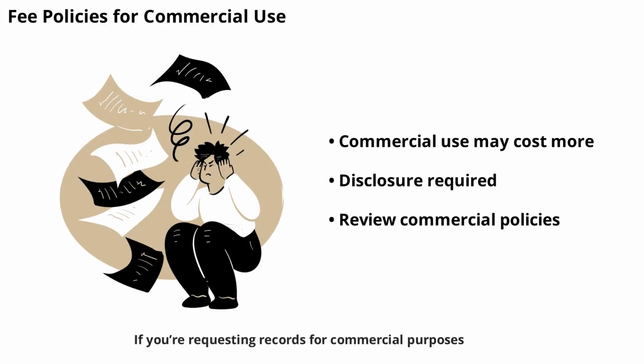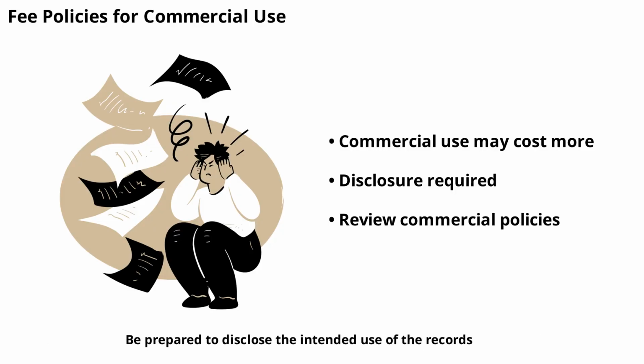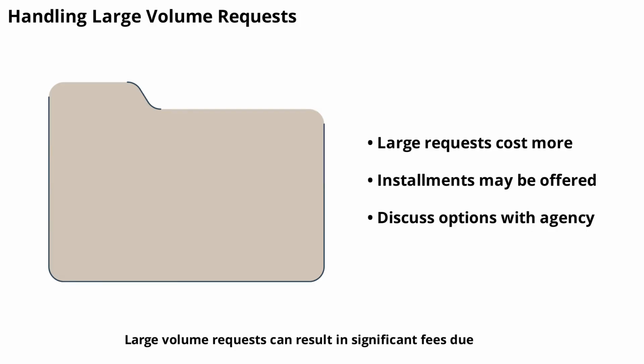If you're requesting records for commercial purposes, agencies may charge higher fees. This is because commercial requests often require more resources and are not considered to serve the public interest in the same way as personal or public benefit requests. Be prepared to disclose the intended use of the records and review the agency's commercial fee policy before submitting your request.